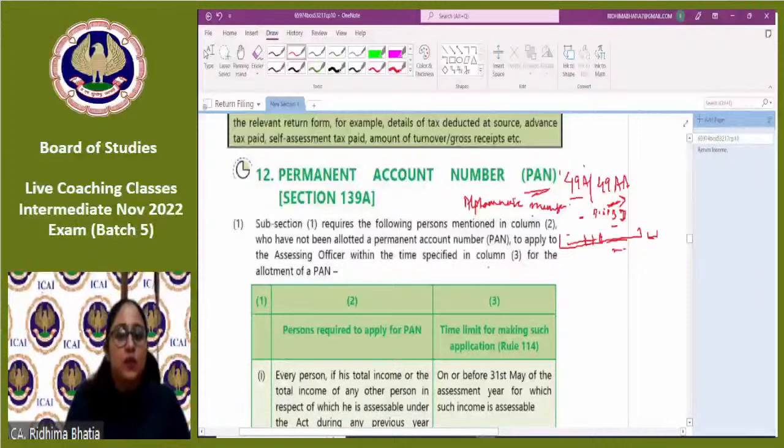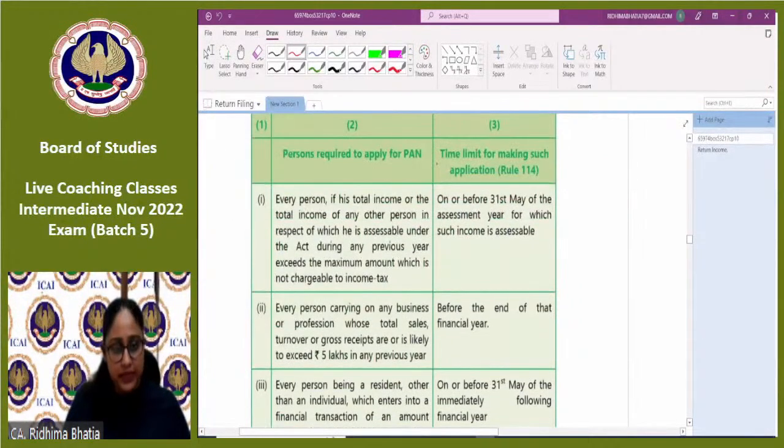Okay, this is the general trivia information. Now back to the permanent account number. Permanent account number is mandatory to apply. When it is mandatory to apply, there are certain categories which the government has defined.